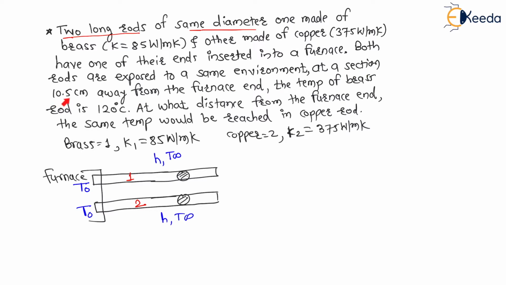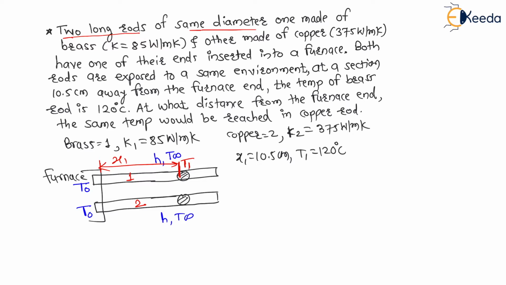At a section 10.5 centimeter away from the furnace end, the temperature of the brass rod is 120 degrees Celsius. Here the distance is given. For brass we have written 1. Let us assume the distance as x1, where the temperature will be T1. So if x1 is equal to 10.5 centimeter, the temperature T1 in the brass rod will be equal to 120 degrees Celsius.